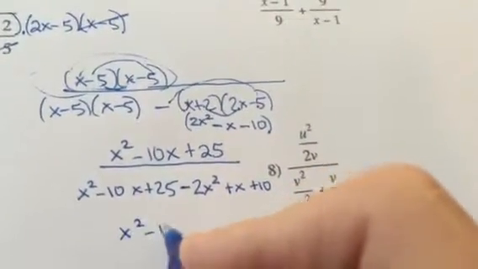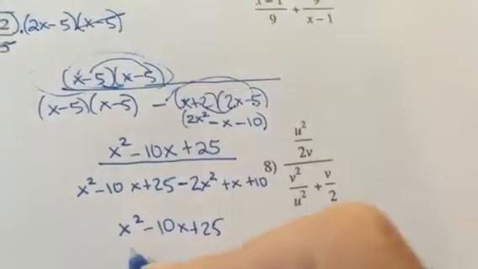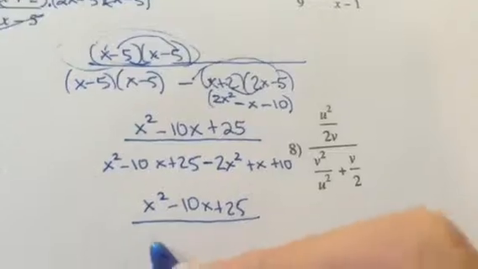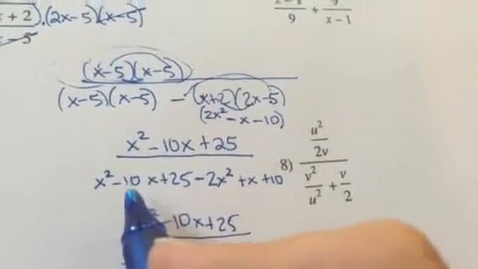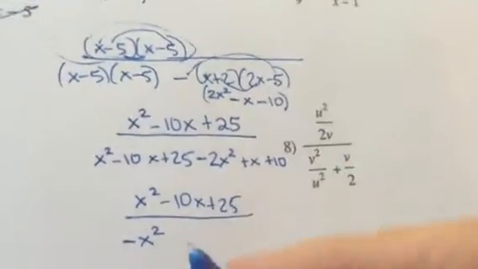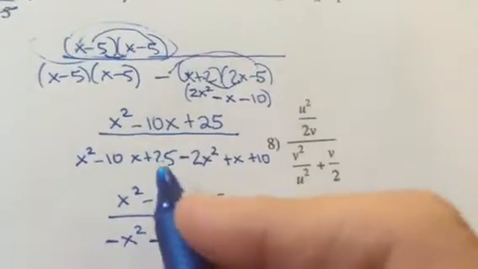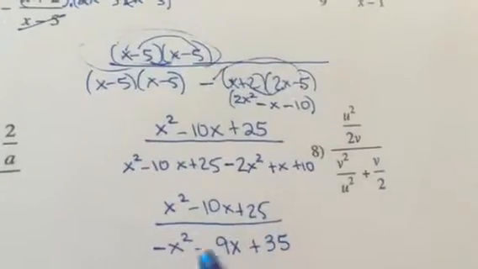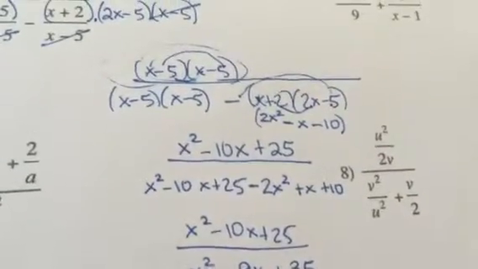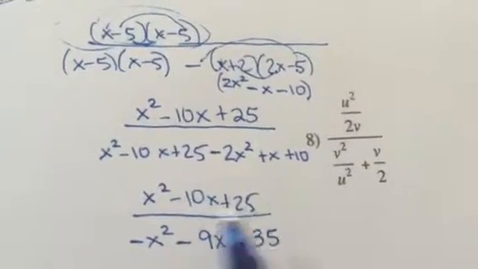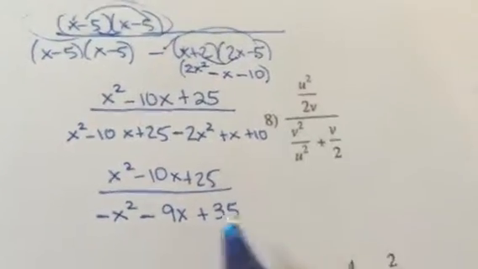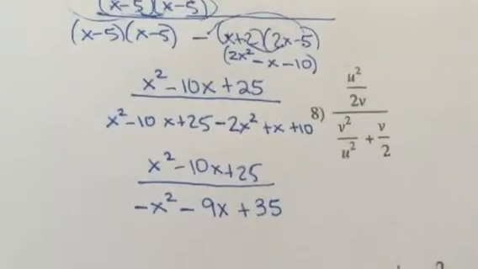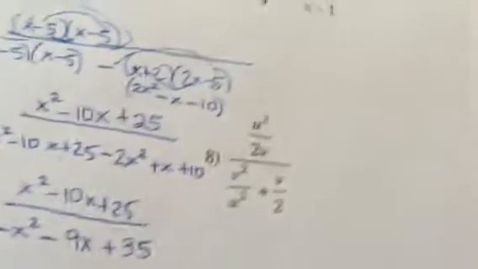So final answer, here's your numerator. And then x squared minus 2x squared is negative x squared. Negative 10x plus x is negative 9x. 25 plus 10 is 35. So, yuck. I'm looking to see if that's the way they left it. They did. I would probably go ahead and factor it if I could, but they left it like that on the answer key. So there it is. Now that was just a really, really gross one.